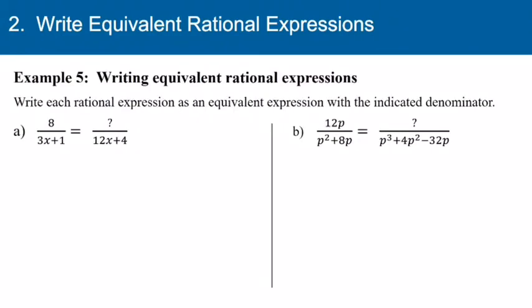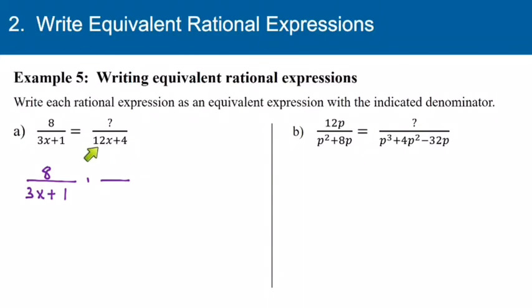Let's practice that here in example 5. So it says write each rational expression as an equivalent expression with the indicated denominator. Okay, we have 8 over 3x plus 1 equals blank over 12x plus 4. So it's our job to figure out what we have to multiply by here, but it's impossible to do that until you factor the GCF out of this second denominator. So this first denominator can't be factored, but the second denominator can.